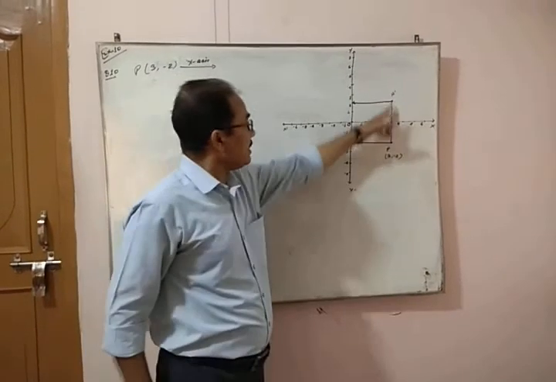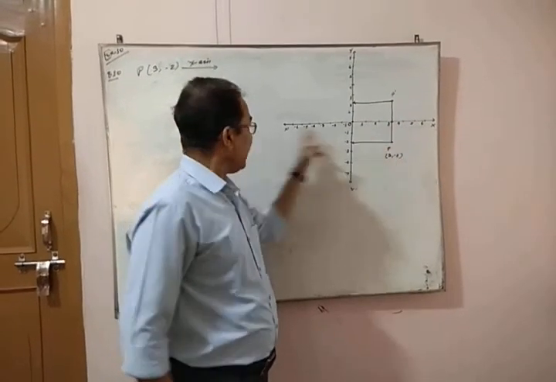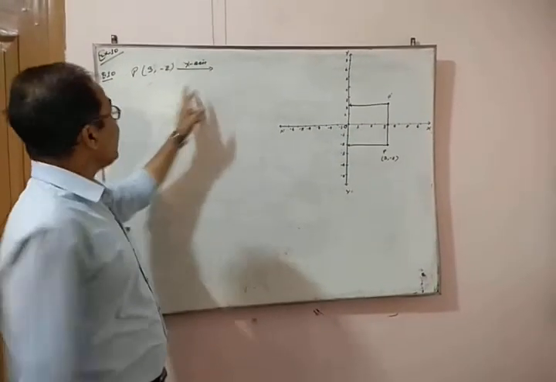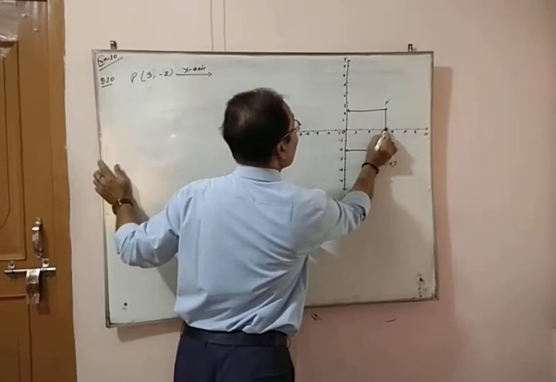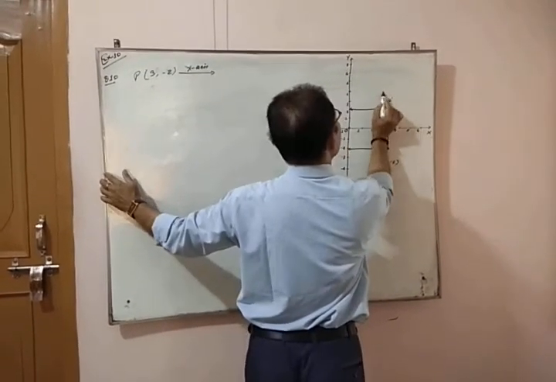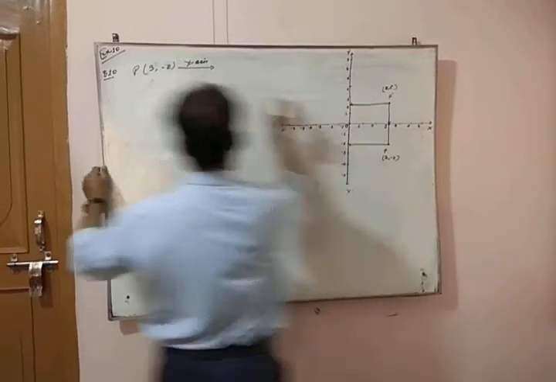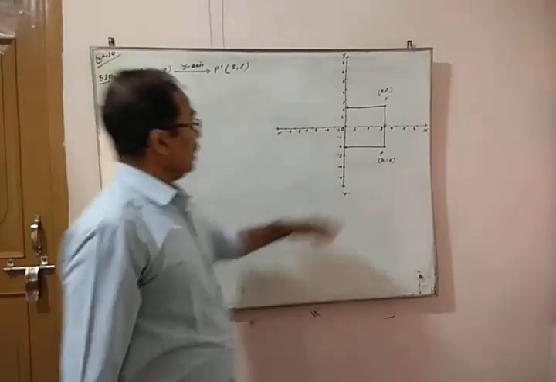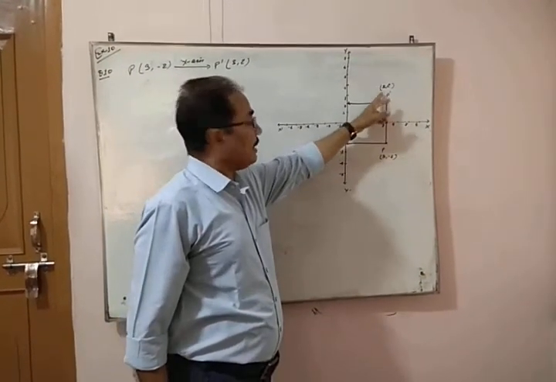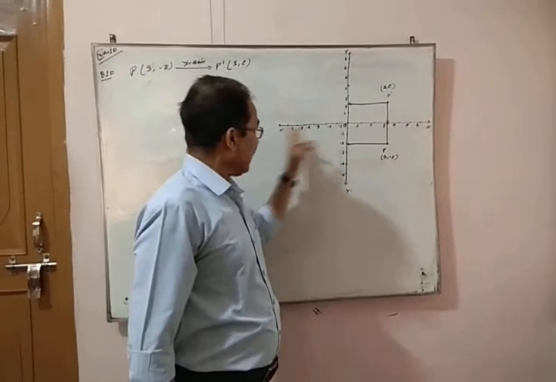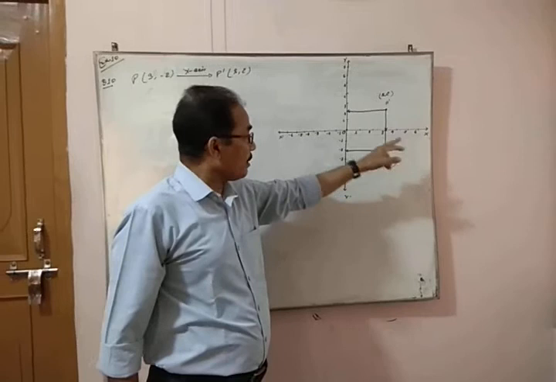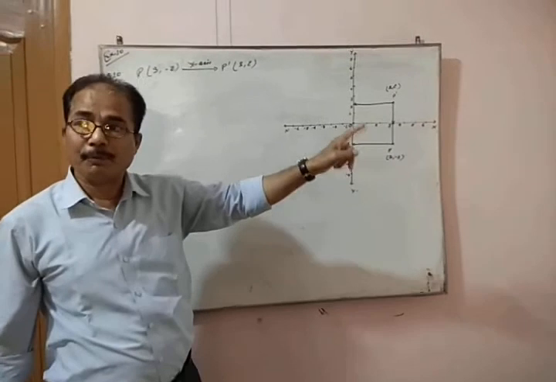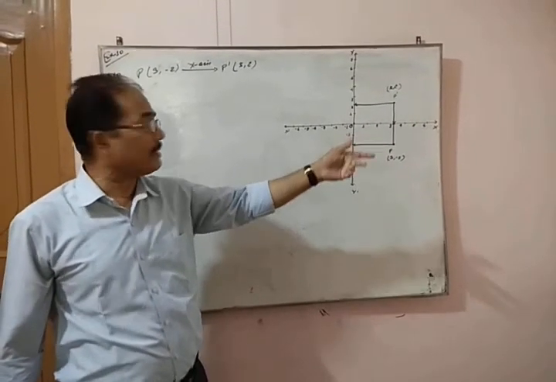Now this distance and this distance will be equal because the x-axis is working as the line of reflection in this question. Then the coordinates of P dash will be, see, the x coordinate will be 3 and the y coordinate will be 2. So P dash will be 3, 2. The line of reflection is the x-axis. The point is 2 units below the x-axis, and this is why its image will be formed 2 units above the x-axis.